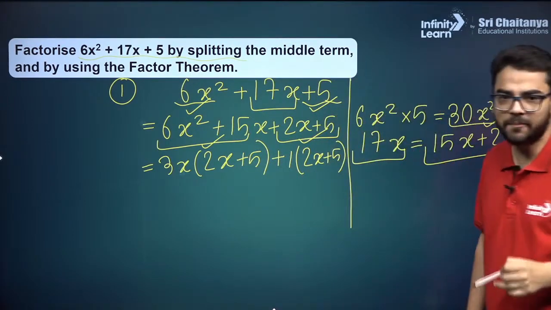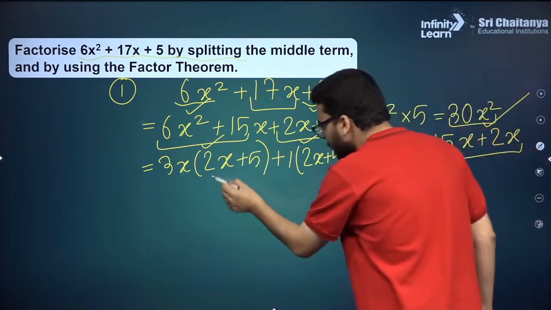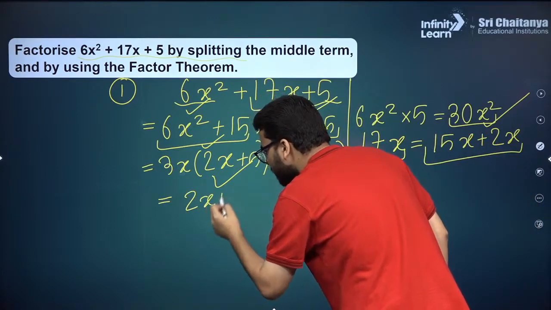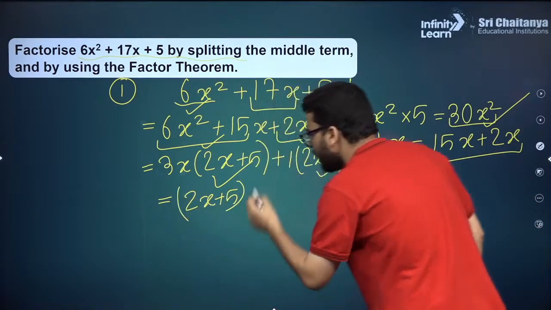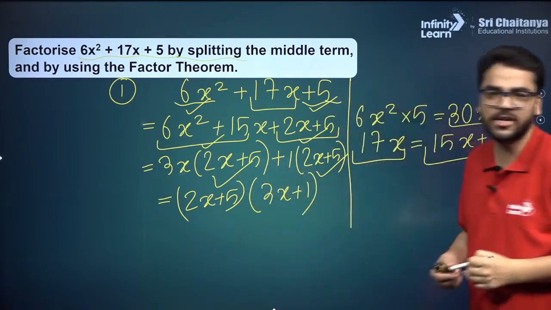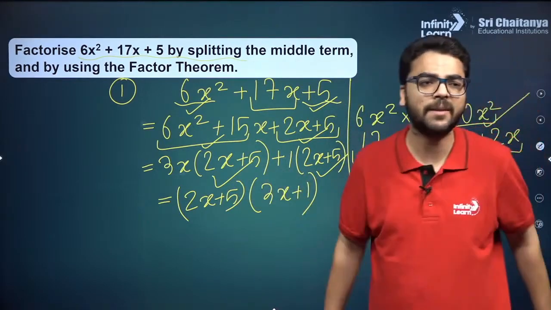I hope that is clear up till here. So out of the whole expression, can I take 2x plus 5 as common, guys? I can take 2x plus 5 as common, so I'll be left with 3x plus 1. So this is the factorization of this polynomial using splitting the middle term.